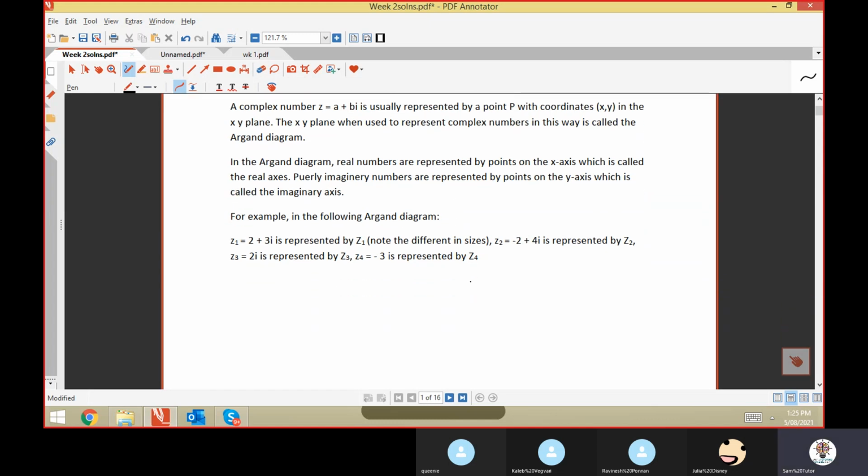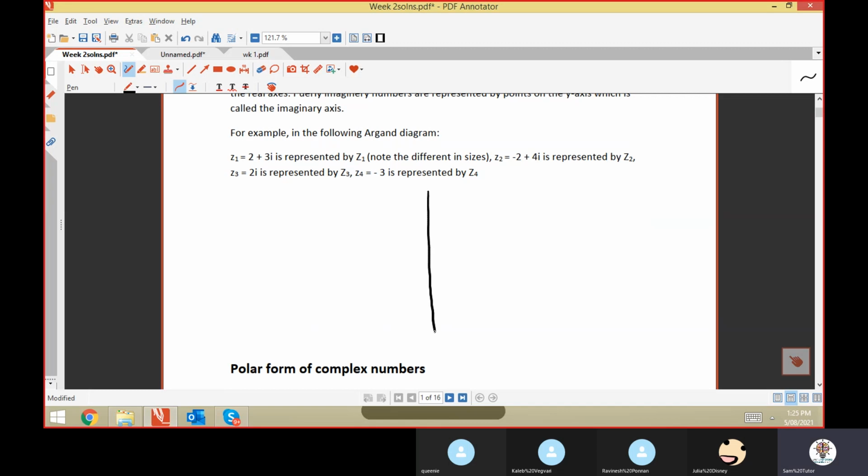For example, in the following Argand diagram, let's draw it up. Z1 equals 2 plus 3i. Well, there's 1, there's 2, because technically think of it like your x. Remember, these are your real parts. This is your imaginary parts. So 1, 2, and then going up 3. 1, 2, 3. Right there. That becomes like your y. And that is point Z1.